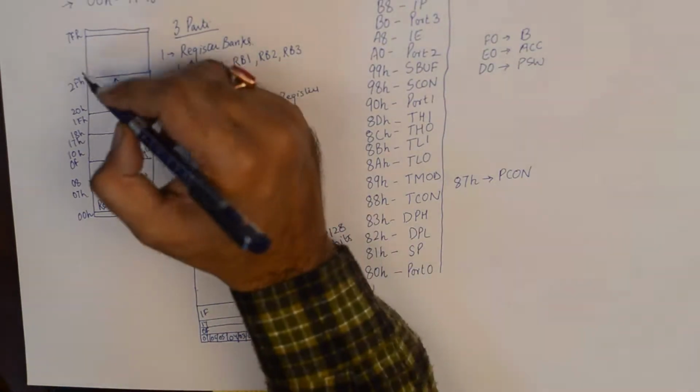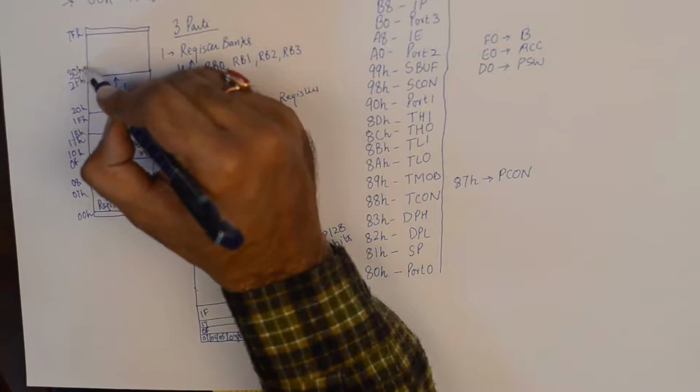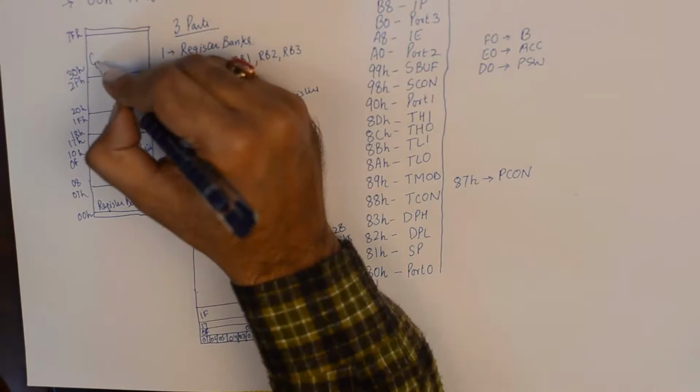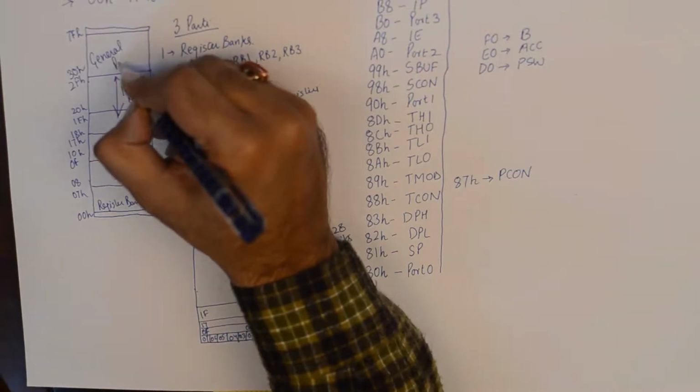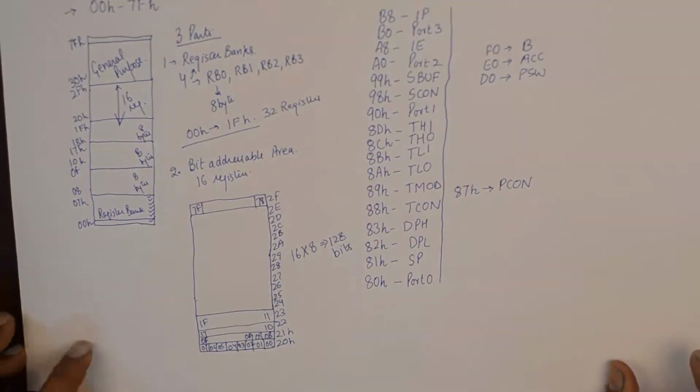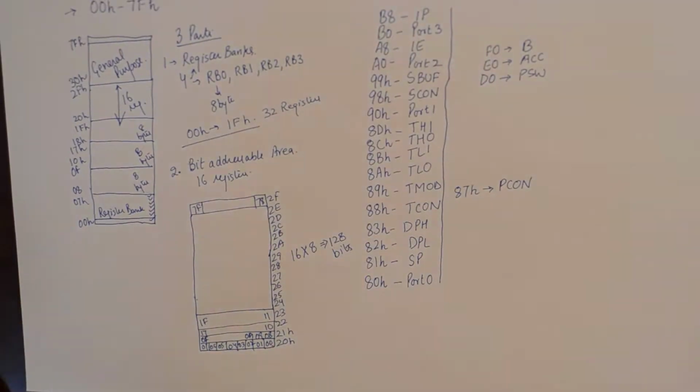Now the third part, which starts from 30H and extends up to 7FH, is the byte addressable area or general purpose area. So that is how the internal RAM of this microcontroller 8051 is organized. It is organized into 3 parts: register banks, bit addressable area and general purpose area.